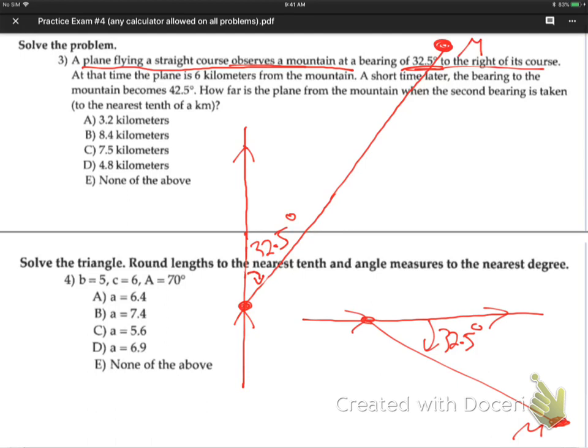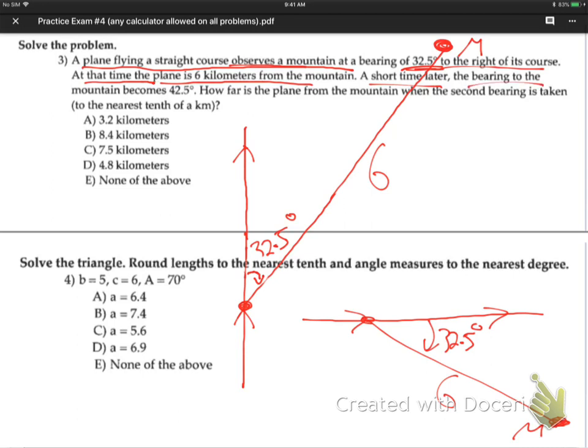Now, at that first observation time, the plane is 6 kilometers from the mountain. So this is 6. This is 6. I'm just drawing 2 different pictures to show you it doesn't matter, up, right, whatever. From observation to mountain, 6 kilometers. Okay, now, a short time later, remember he continues on his straight flight. That's important.